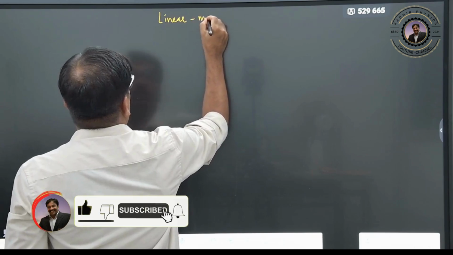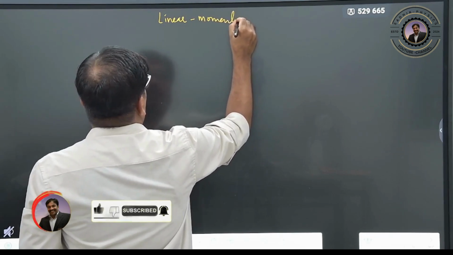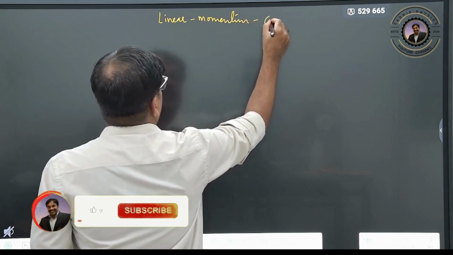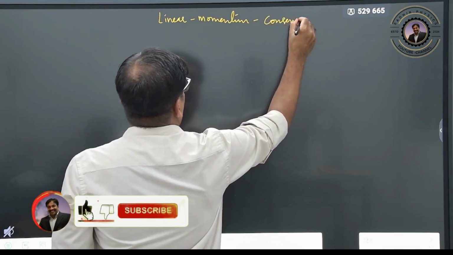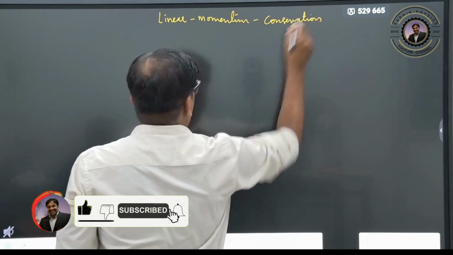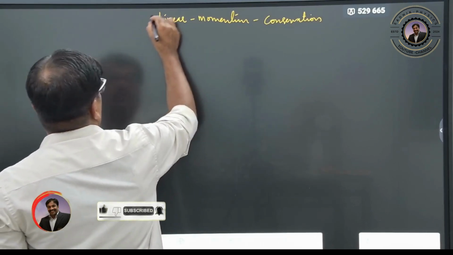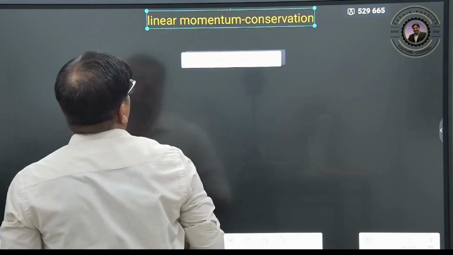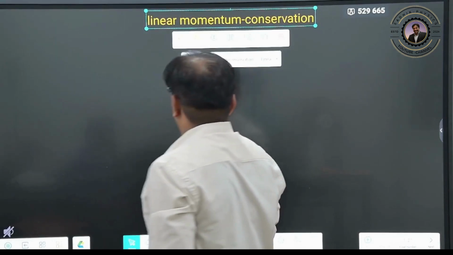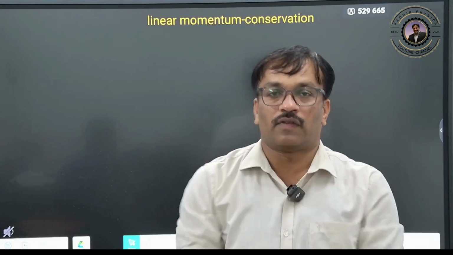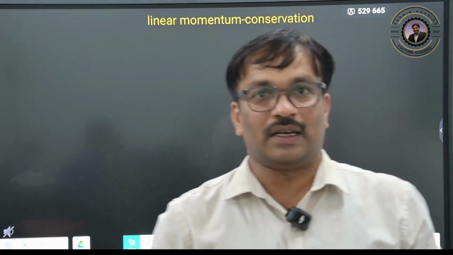Linear momentum and its conservation. Also we will call it impulse. Also we will see that topic in this one. So first let us go for what is linear momentum.